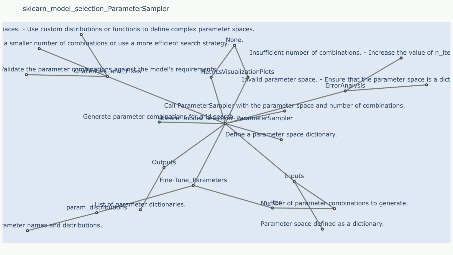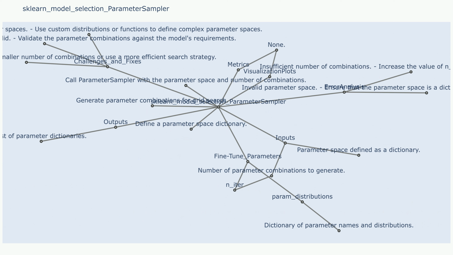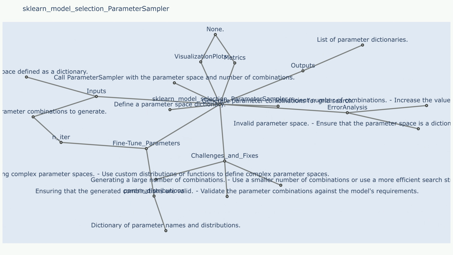Steps. Define a dictionary of parameter distributions, param distributions, where each key is a parameter name and the corresponding value is a distribution or a list of values. Specify the number of parameter settings to generate, n_iter. Call the parameter sampler function with the param distributions and n_iter as arguments. Use a loop to iterate through the generated parameter settings, which will be in the form of dictionaries. Utilize these dictionaries to configure the model with different parameter combinations.